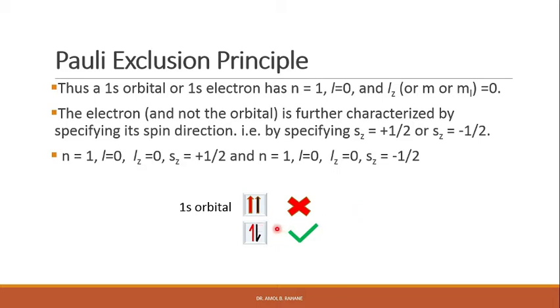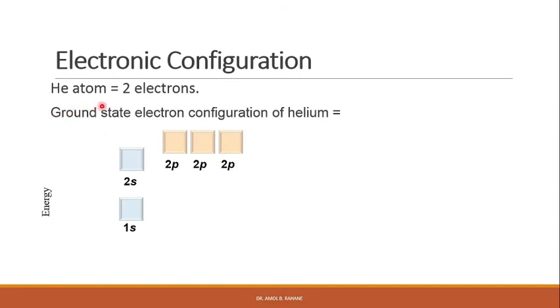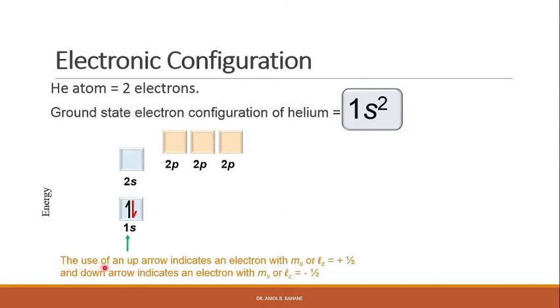Now let us consider the helium atom. Helium has two electrons, so the second electron will be paired in the case of helium, and we can write the ground state electronic configuration of helium as 1s2, right? Here the up arrow indicates the electron with ms or Sz equal to plus half, and the down arrow indicates the electron with ms or Sz value minus half, right?